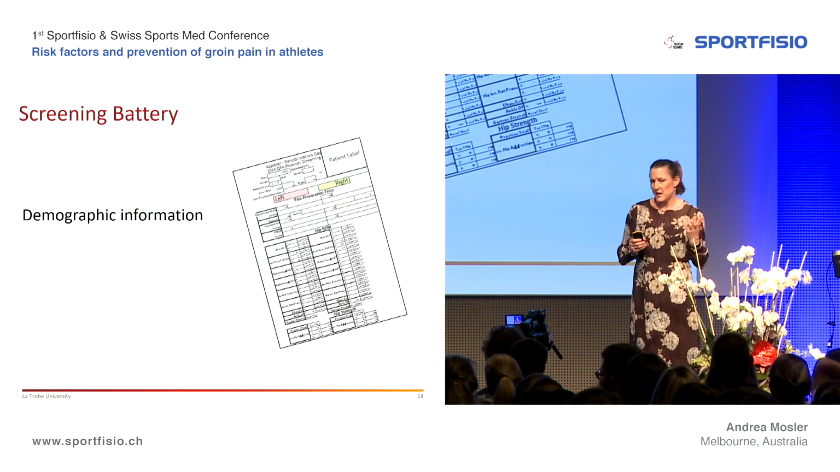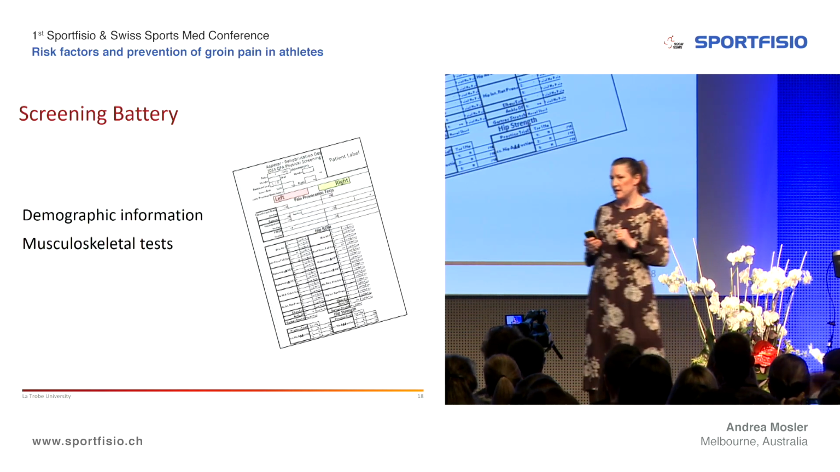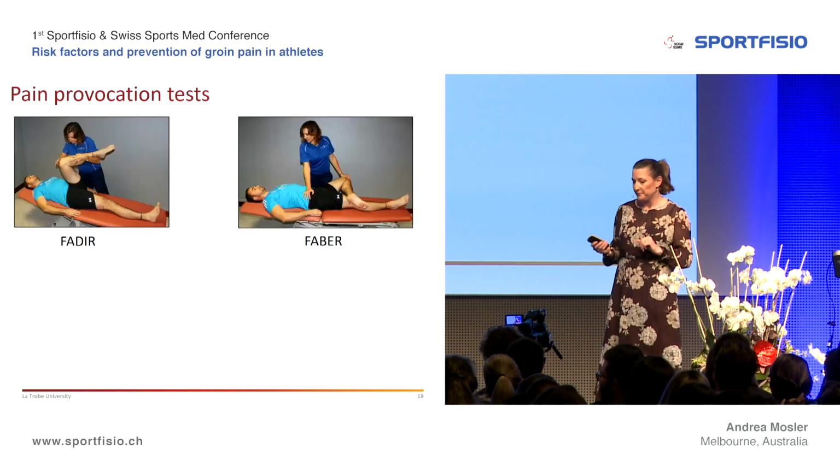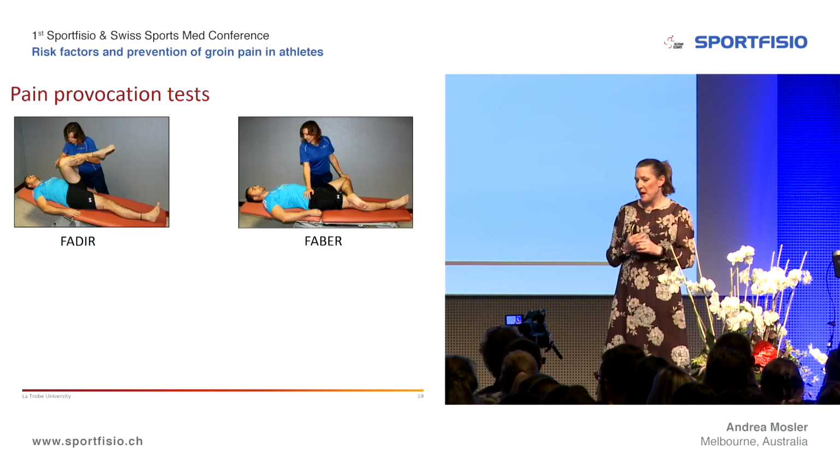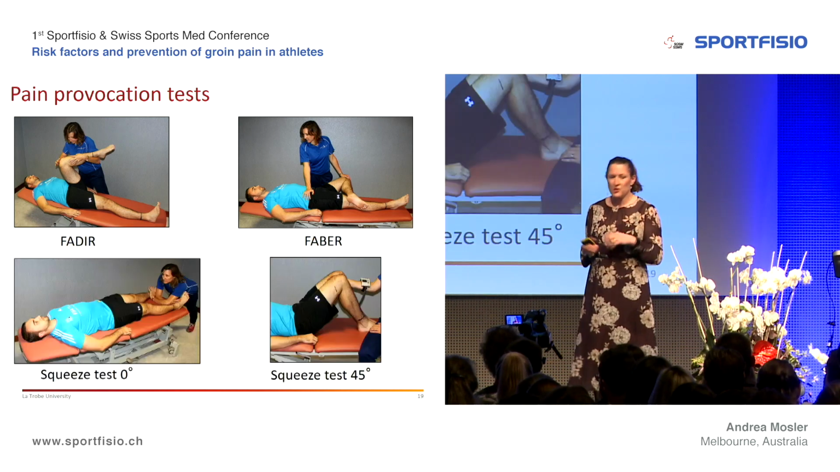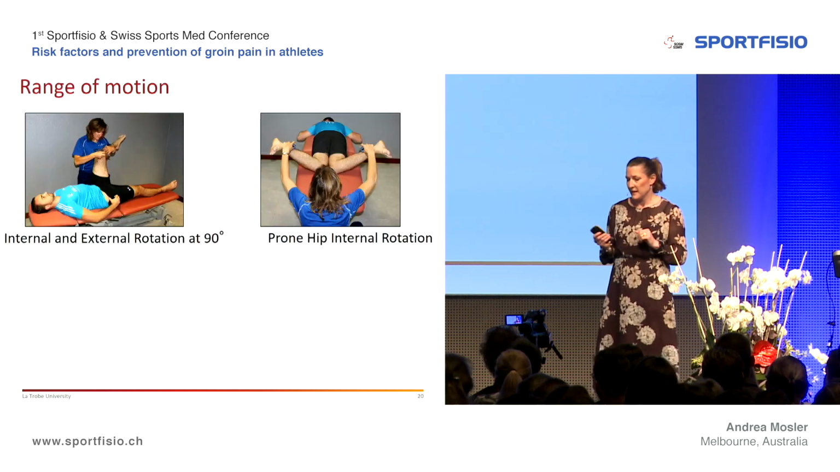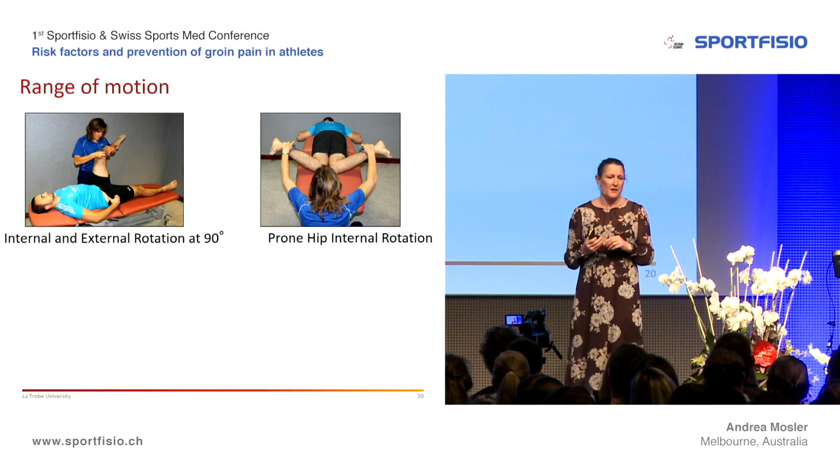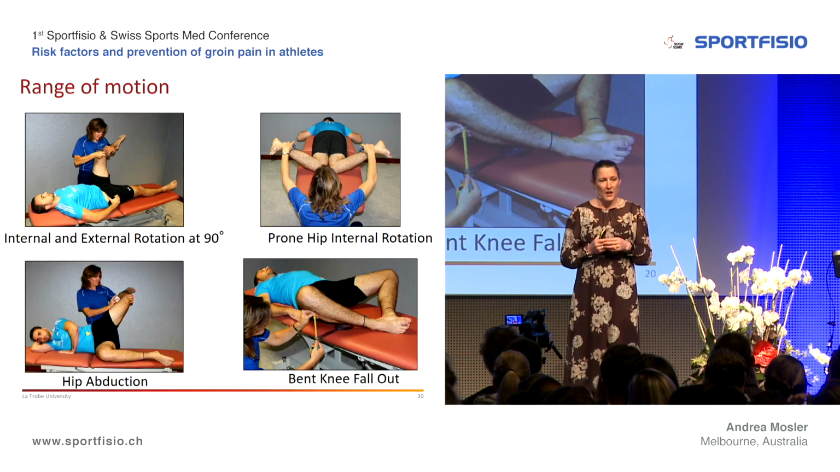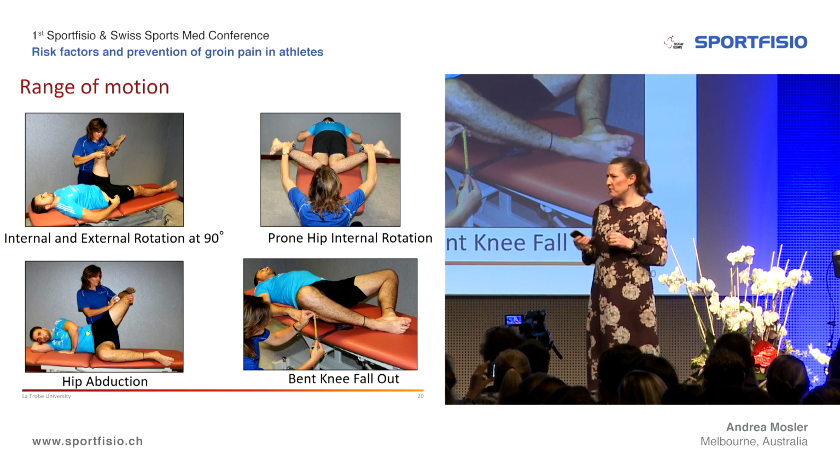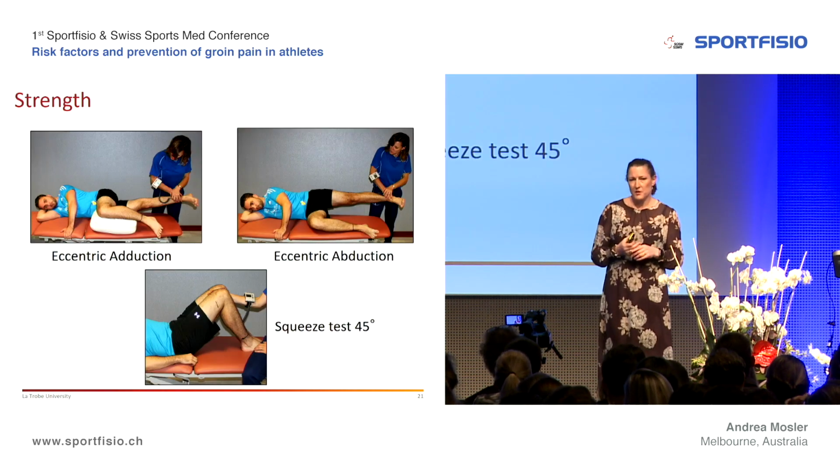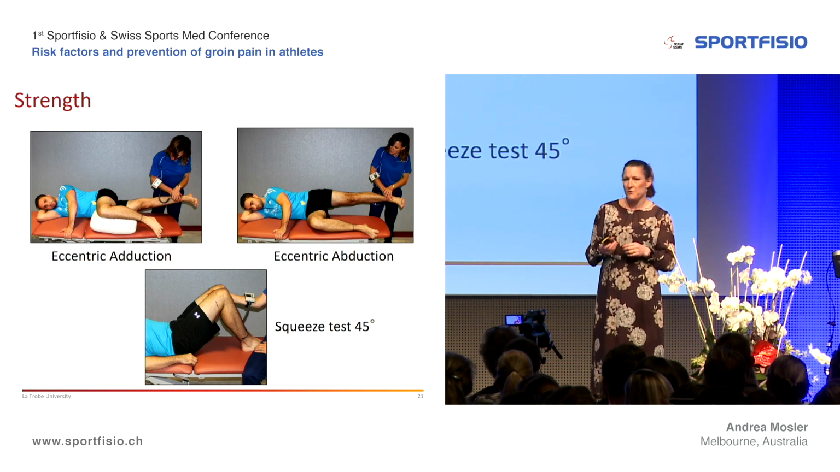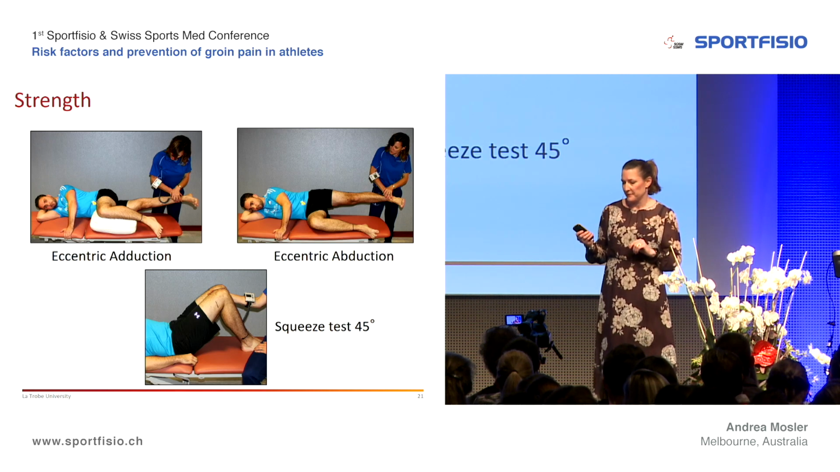So our screening battery included some demographic information. We conducted some musculoskeletal screening tests, and we also were able to do X-ray screening all at Aspetar. The screening included 2 pain provocation tests more specific to the hip and 2 more specific for adductor-related groin pain. In terms of range of motion, we looked at internal and external rotation at 90 degrees and internal rotation also in prone. We did hip abduction in side lying and the bent knee fallout test. For strength, we chose the eccentric adduction and abduction in side lying, and we also quantified the adductor squeeze at 45 degrees of hip flexion using a dynamometer.